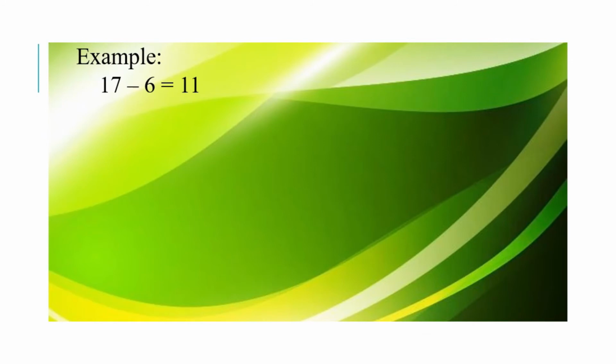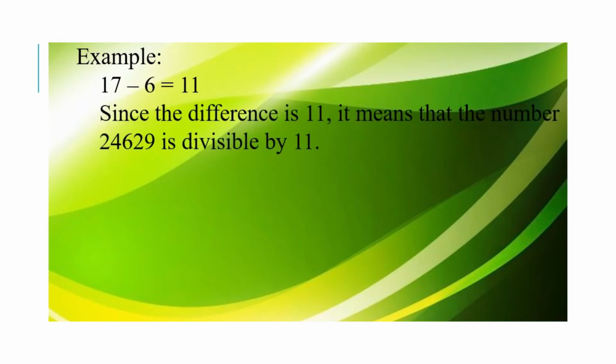So, the sum of odd places is 17, while the sum of the even places is 6. So, meaning 17 minus 6. And 17 minus 6 is equals to, very good, 11. Since the difference is 11, it means that the number 24,629 is divisible by 11. Very good.